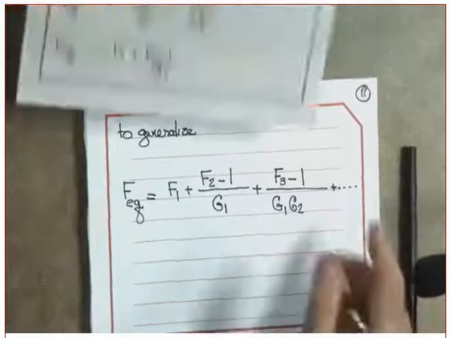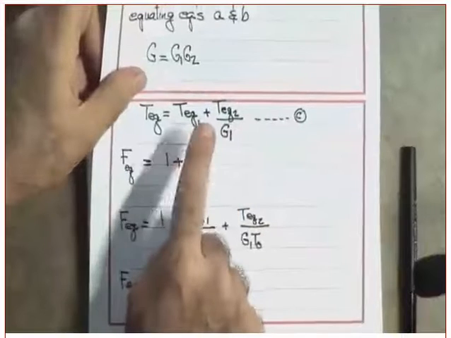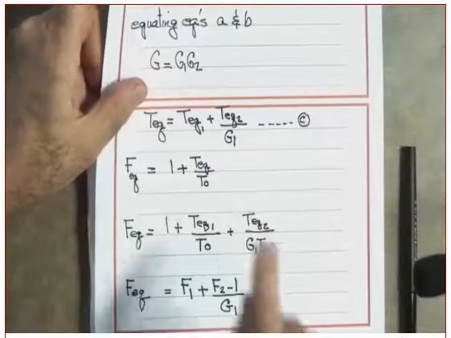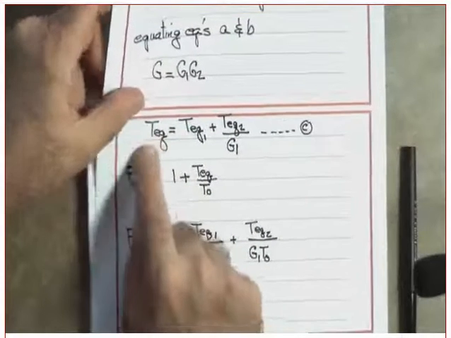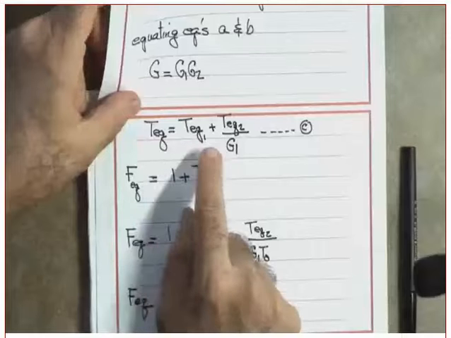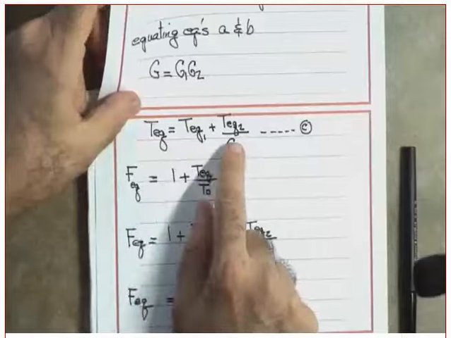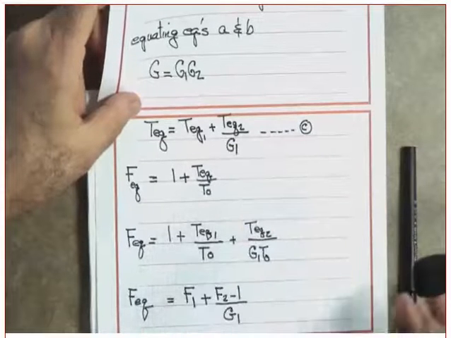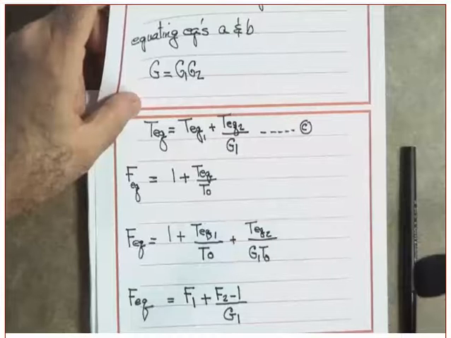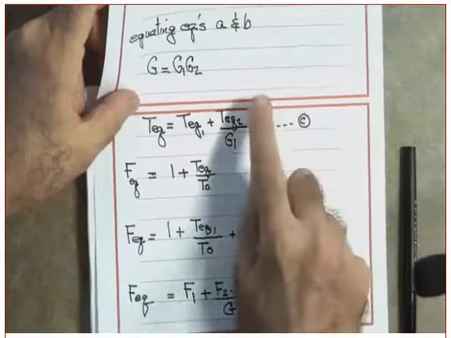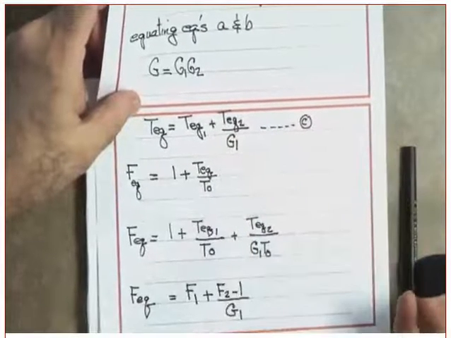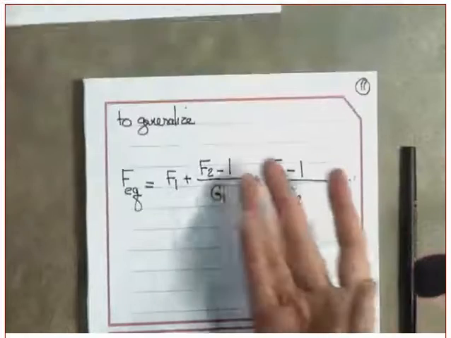By the way, can you tell me what is the T equivalent for the extended case, for more cascaded systems? T equivalent 1 plus T equivalent 2 divided by G1, plus T equivalent 3 divided by G1 and G2. There is no minus 1 in the temperature. It's just by itself. Clear?